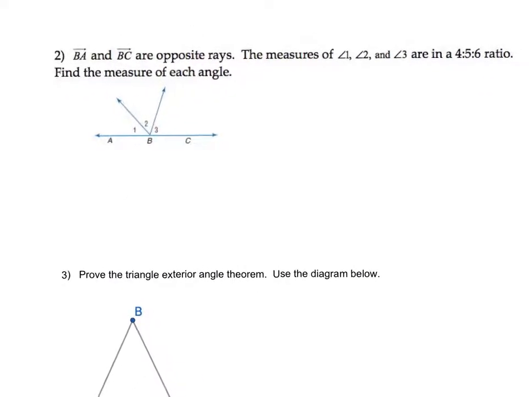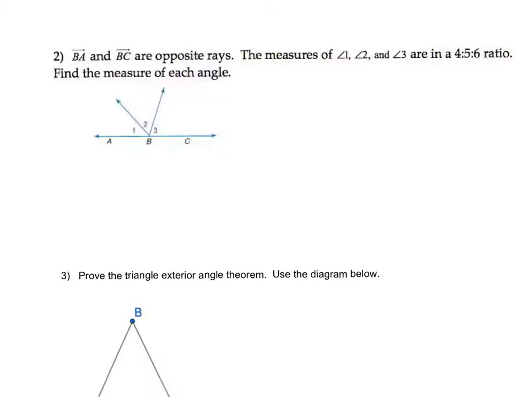Next, we have that BA and BC are opposite rays, and the measures of angle 1, angle 2, and angle 3 are in a 4:5:6 ratio. Find the measure of each angle. Because BA and BC are opposite rays, they form a line, which tells me the measure of all 3 angles equals 180 degrees. So the measure of angle 1 plus the measure of angle 2 plus the measure of angle 3 is going to equal 180 degrees. They form a straight line.